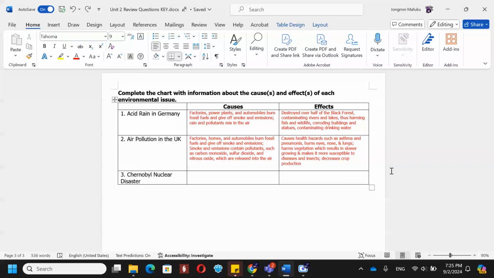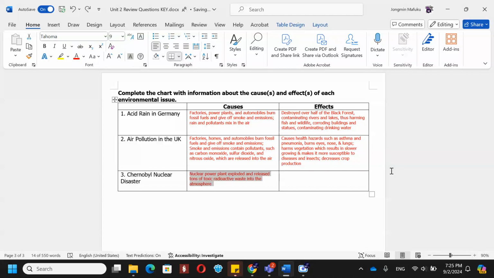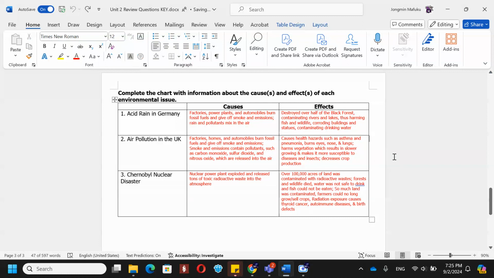So now, Chernobyl nuclear disaster. The cause was that the nuclear power plant exploded because of a reactor, and it released toxic radioactive gas in the air, which killed a lot of people. Effect: over 100,000 acres of land was contaminated with radioactive waste, and forest and wildlife died. Now, we didn't write about solution, but let's go over solution real quick.